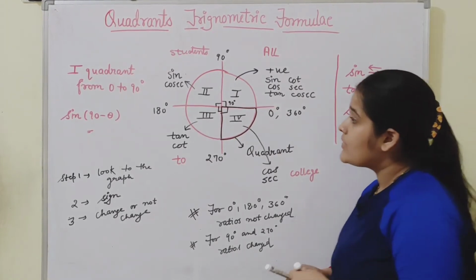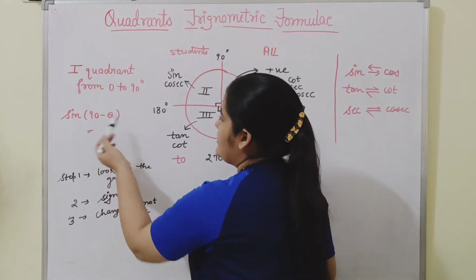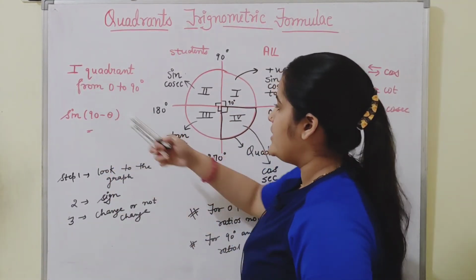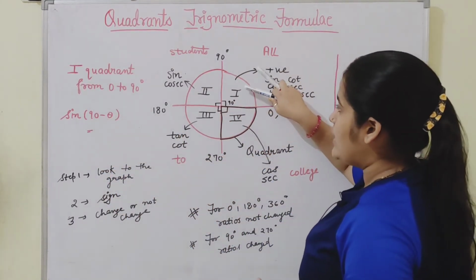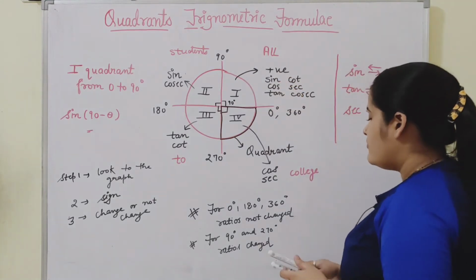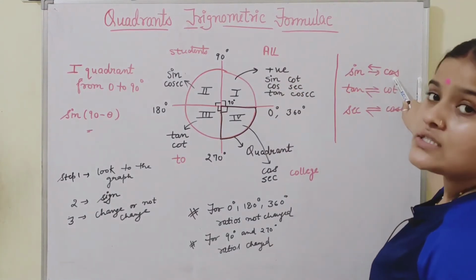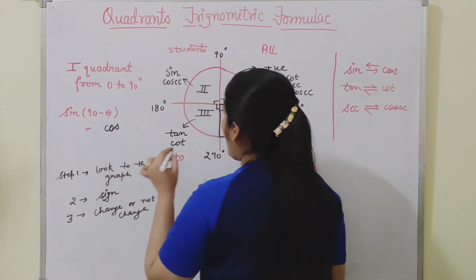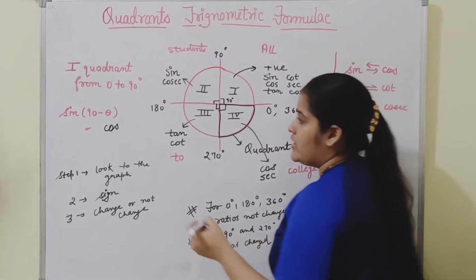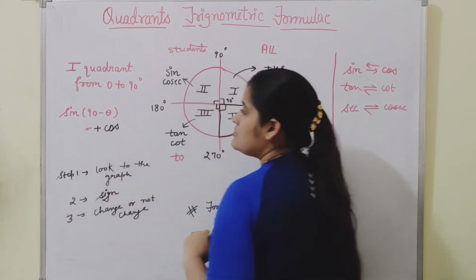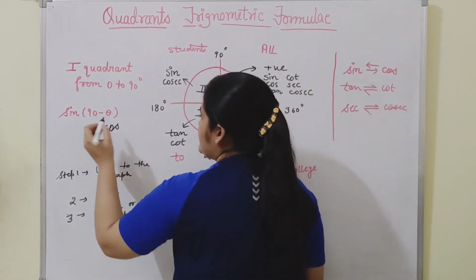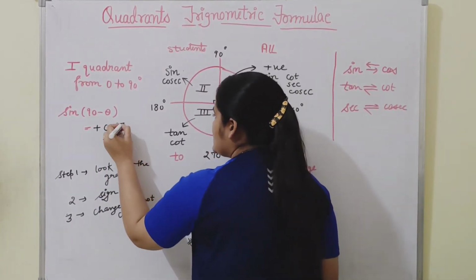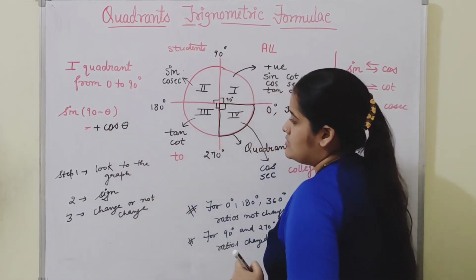Got it? Now calculate sine 90 minus theta. This quadrant represents the first quadrant, 90 minus theta. The value lies in this quadrant. For 90 degree, sine changes into cos. Okay, so cos. And in the first quadrant, all the trigonometric ratios have positive values, so here it is a positive sign. Sine 90 minus theta is plus cos theta.